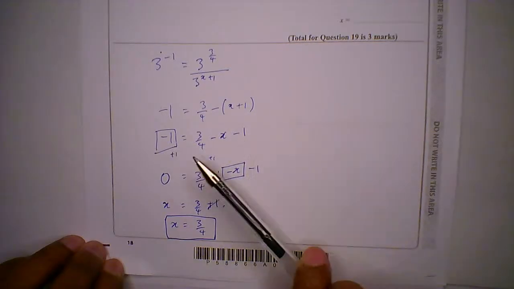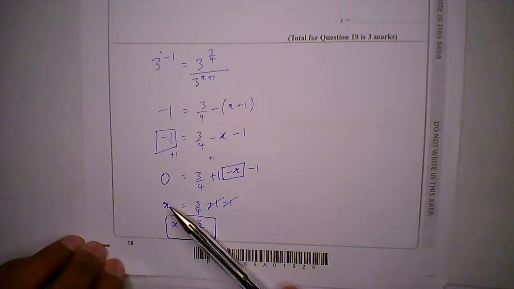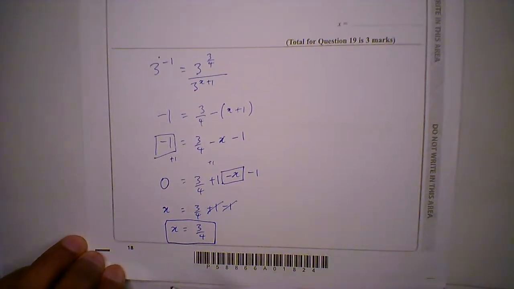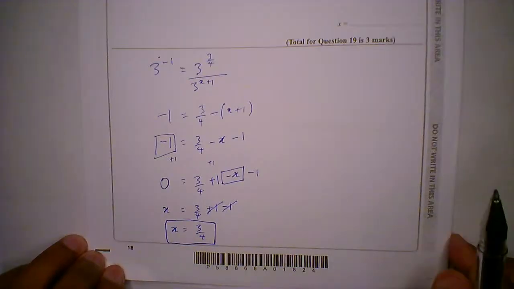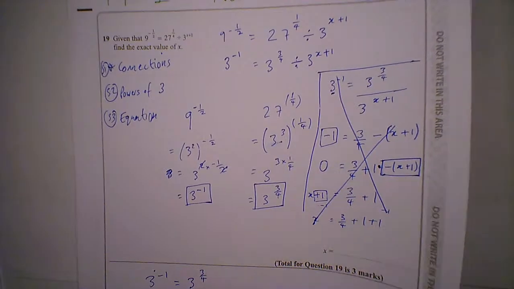And then I can just take things to the other side. Minus 1 becomes plus 1, minus x becomes plus x. And that's my final answer. So what's the exact value of x? It's 3 over 4. Okay, so it is getting harder. Let's go to the last question.